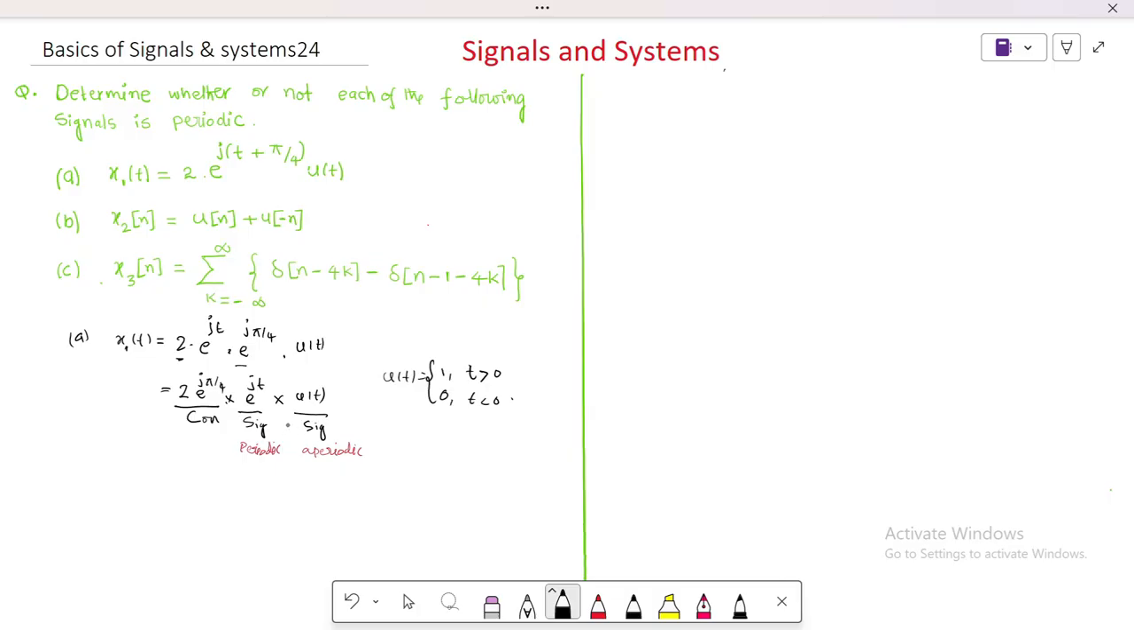You know the multiplication. If u of t is multiplied with a periodic signal, what will happen? We will get the cycles for the positive values only. Why? Because u of t has magnitude for positive values and doesn't have magnitude for negative values. Then this periodic signal becomes aperiodic. So overall, this is an aperiodic signal.